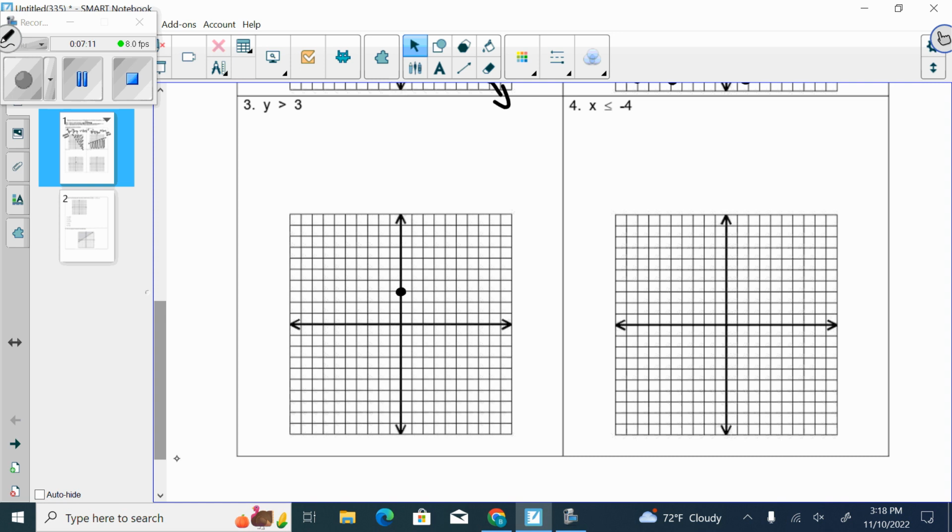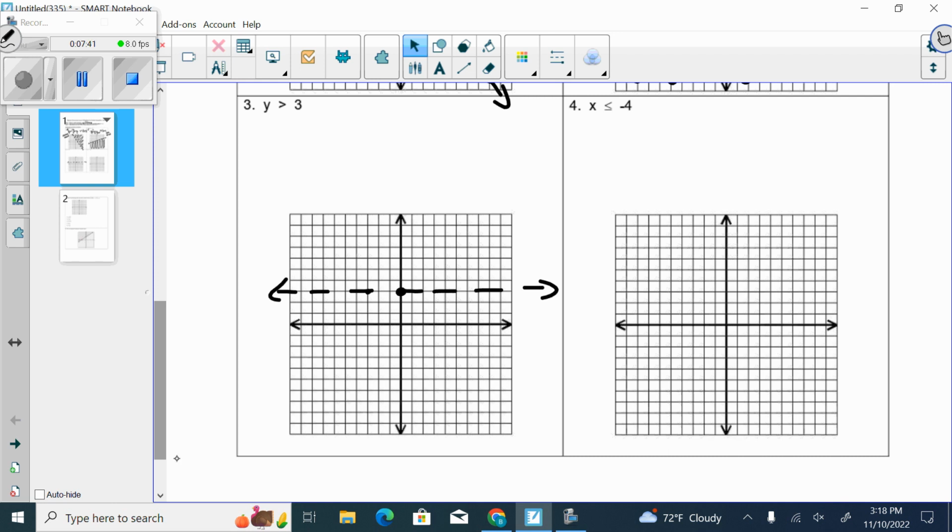If I go up, am I still at 3? If I go up here, I'm still at 3? If I go down, am I still at 3? No. But if I go over here, am I still at y equals 3? Yeah, so I can go left and right. I just can't go up and down. So I'm going to be drawing a horizontal line, right? Is it going to be a dotted line or a solid line? Dotted, very good. So I'm going to draw a dotted line.